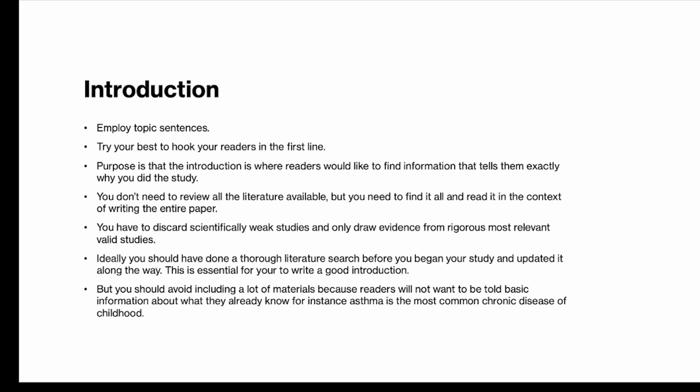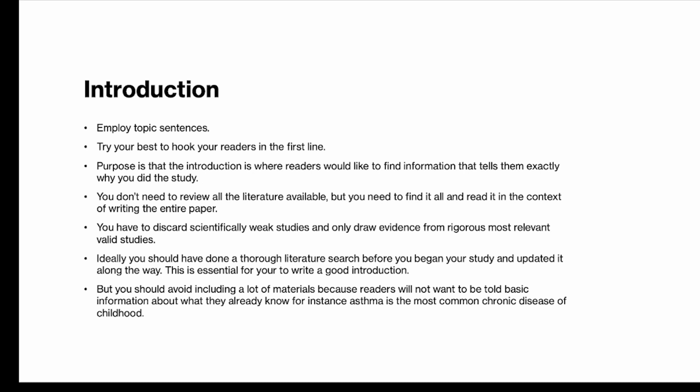So you have to discard scientifically weak studies and only draw evidence from rigorous, most relevant and valid studies. That's why it's so important that you also exhaust all possible sources of information. Ideally, you should have done a thorough literature search before you began your study and updated it along the way. This is essential for you to write a good introduction. Without reading what the researchers before you have done, you will not be able to really provide a good introduction.